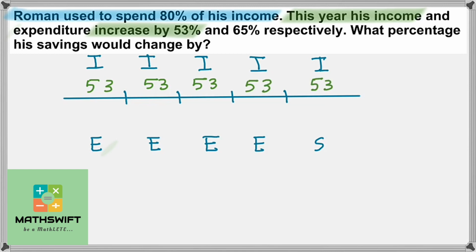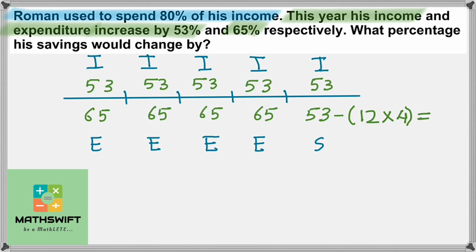Had his expenditure also increased by 53%, the savings would have increased by 53% as well. But the question says that his expenditure increased by 65%. That is 12 extra percent, and that 12 extra percent that goes into each of 4 units of expenditure is adjusted from 1 unit of savings. So the savings could increase by 48% less, that is only 5%.